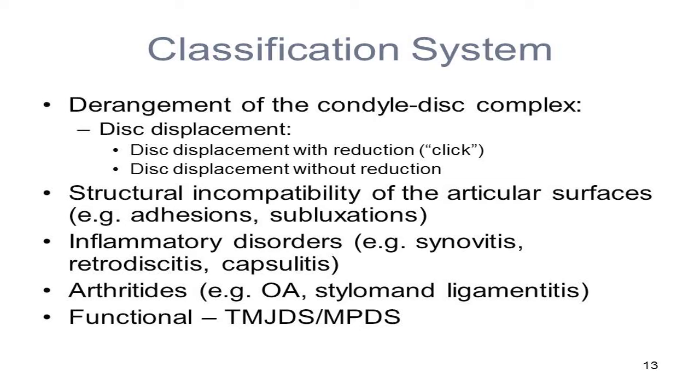So we've got derangement of the condyle disc complex, so temporomandibular joint, articular surface top, articular surface bottom, lower jaw moves like this, dead easy. Inside there is a disc, a fibrocartilaginous disc, which breaks it up into the top compartment and the lower compartment. That disc moves back and forward. So as people chew their gum back and forward, the disc moves and you get click, click, click. So that's a classical story.